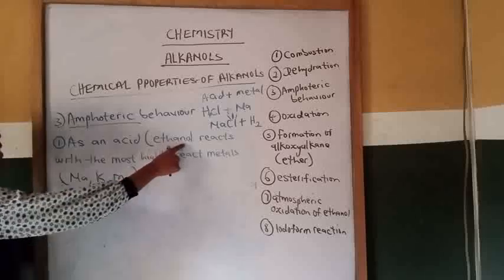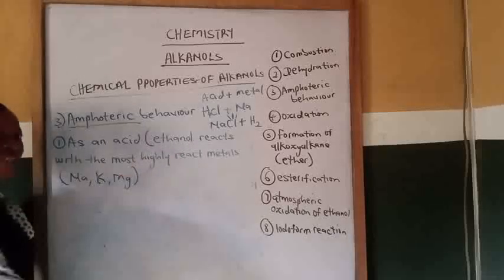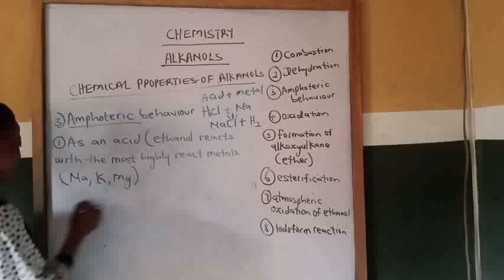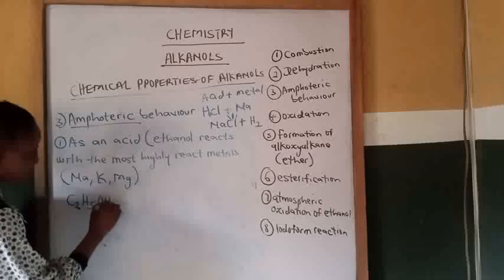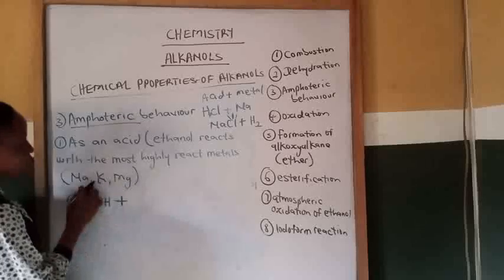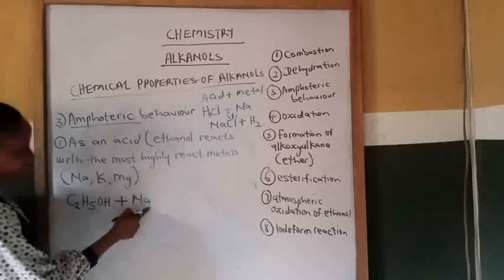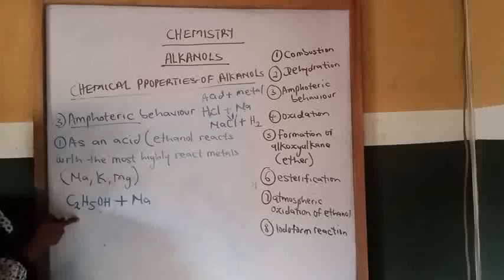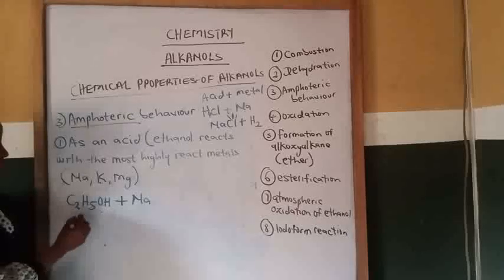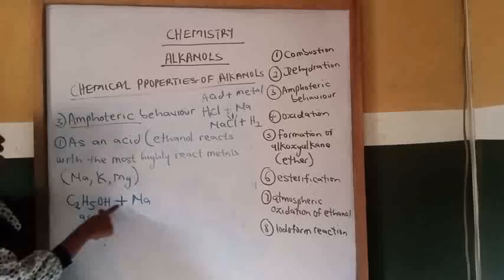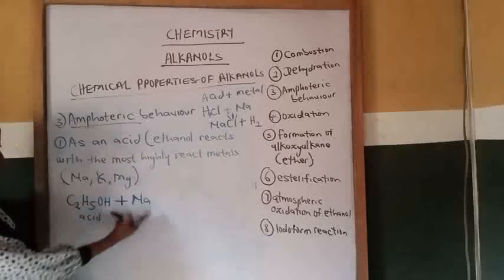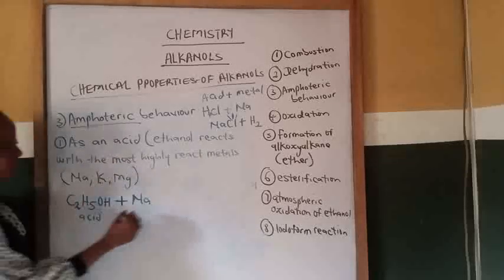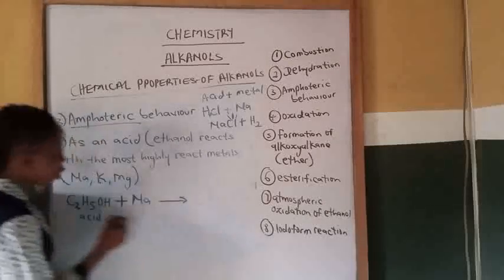Now this time around, ethanol will act as an acid. Ethanol, that is C2H5OH, will react with a metal. Don't forget that in this chemical reaction, ethanol is an acid. So whenever a metal reacts with an acid, the metal will displace hydrogen from the acid and occupy the position of hydrogen. So automatically, what will be our product now?